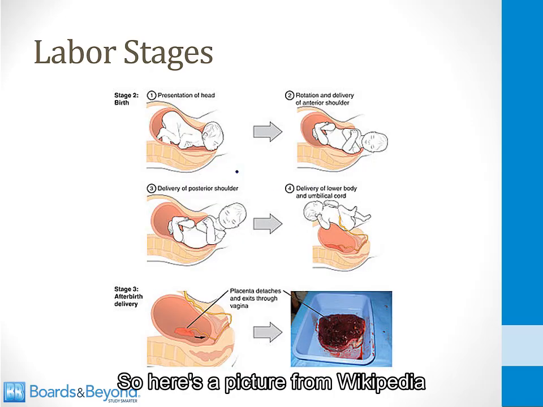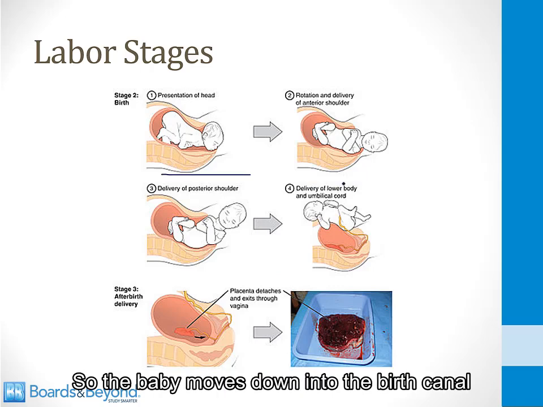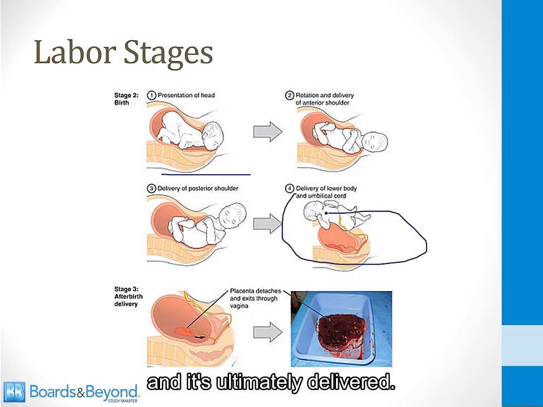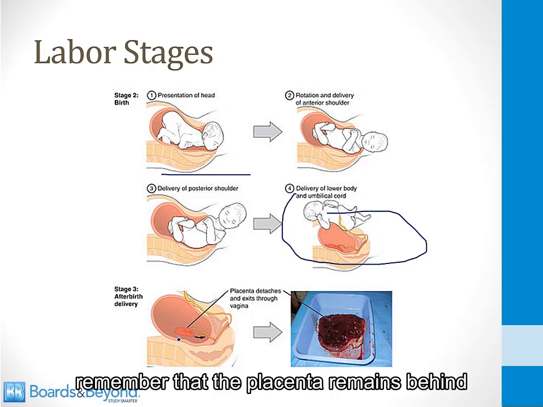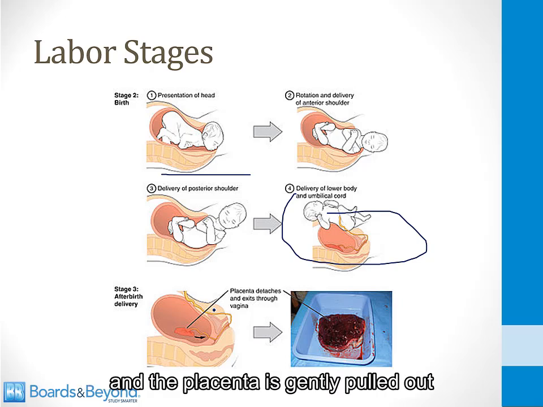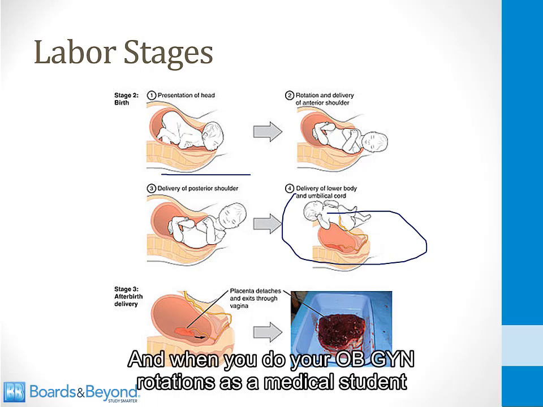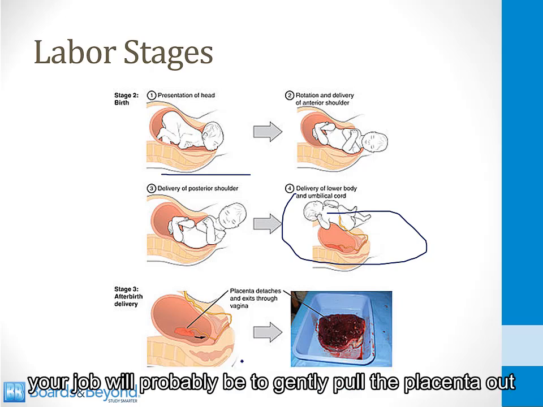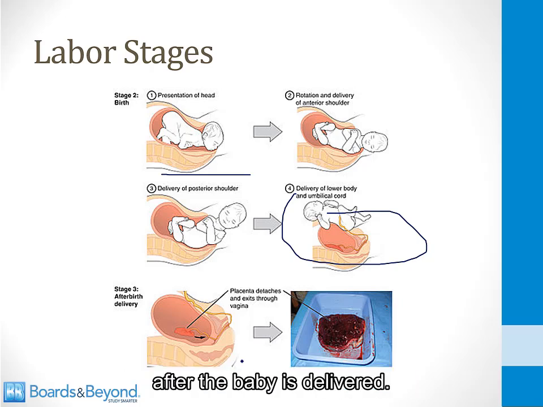Here's a picture from Wikipedia showing stage 2 and stage 3. The baby moves down into the birth canal and is ultimately delivered. Then after the baby is delivered, remember that the placenta remains behind, attached to the baby by the umbilical cord. The umbilical cord is cut and the placenta is gently pulled out, and that is stage 3 of labor. When you do your OBGYN rotations as a medical student, your job will probably be to gently pull the placenta out after the baby is delivered.